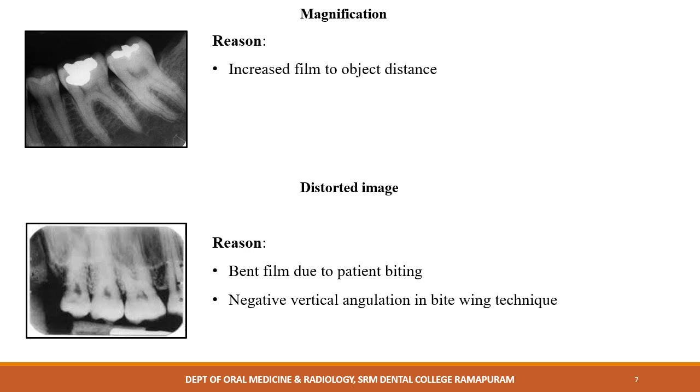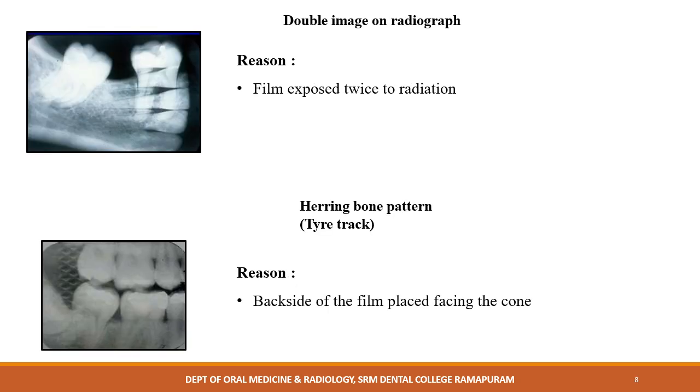A distorted image occurs when the film is thin, maybe due to the patient biting the image or bending the image, excessive bending during positioning of the image. Negative vertical angulation and biting technique also cause distortion. Double image on radiographs occurs when the film is accidentally exposed twice, and herringbone pattern or tire track appearance occurs when the backside of the film is placed facing the cone.